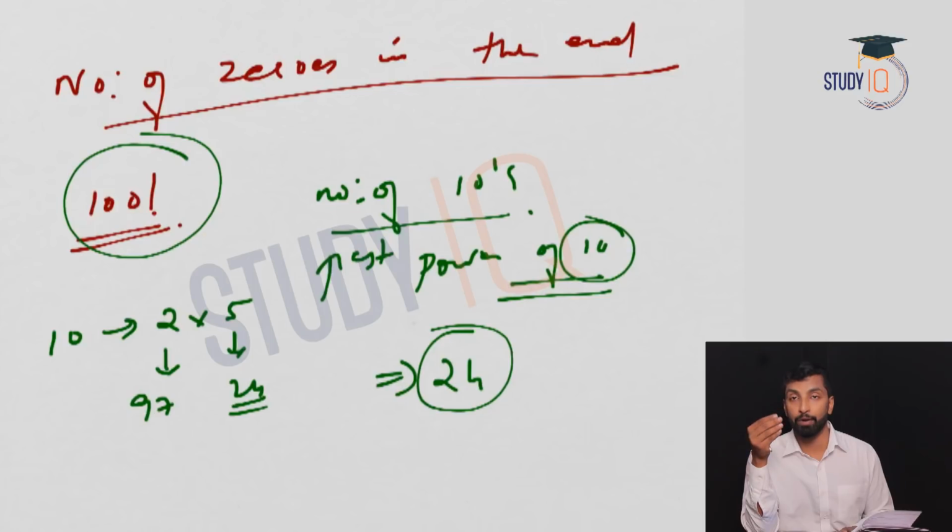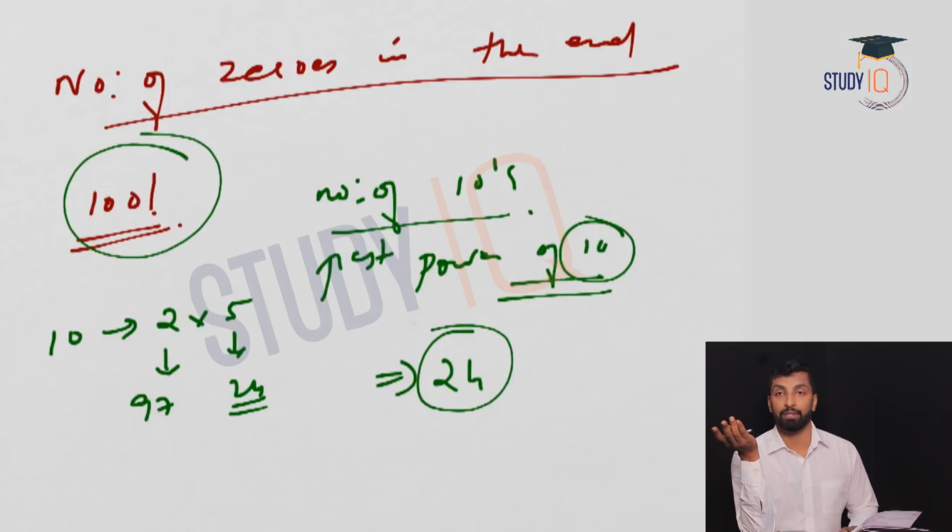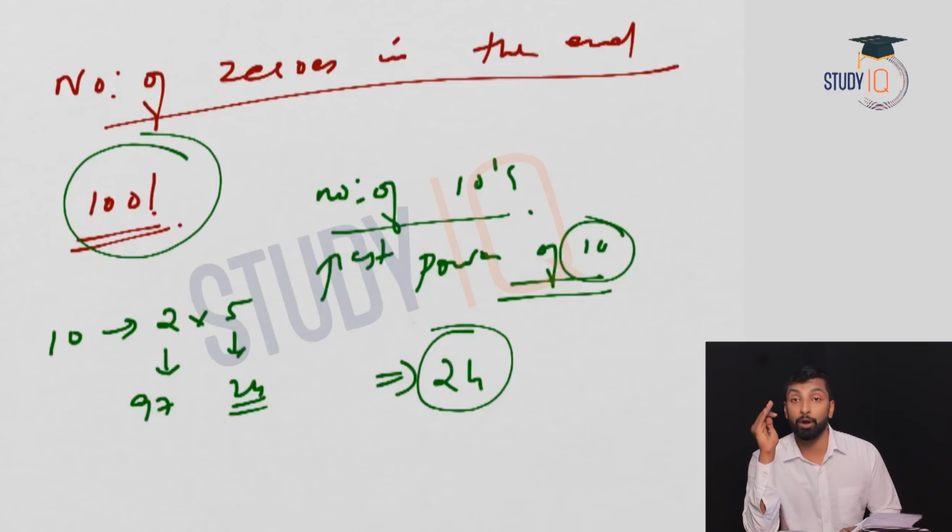And when you need to find number of 10s, that actually means you need to find number of 5s, because number of 2s will be anyway greater than number of 5s. Okay, so you don't want to find number of 2s, you just need to find number of 5s only. So number of zeros in the end of a factorial, it's nothing but number of 5s in that factorial.